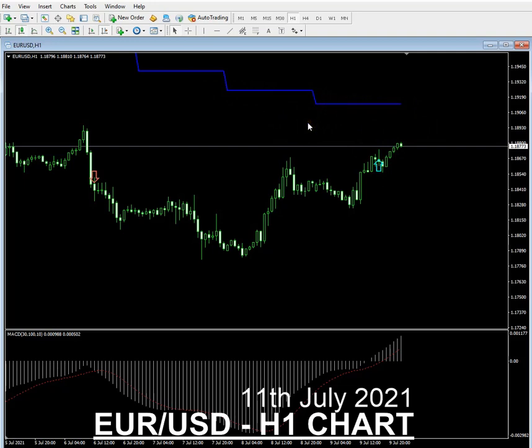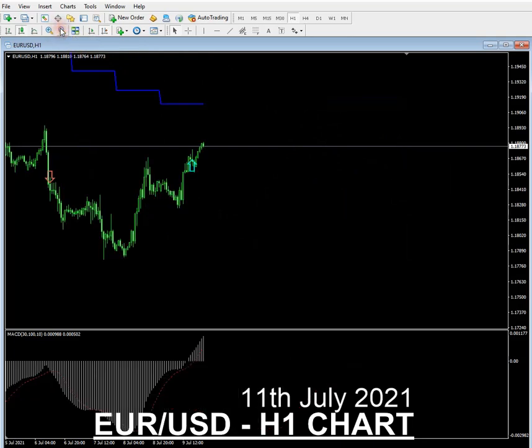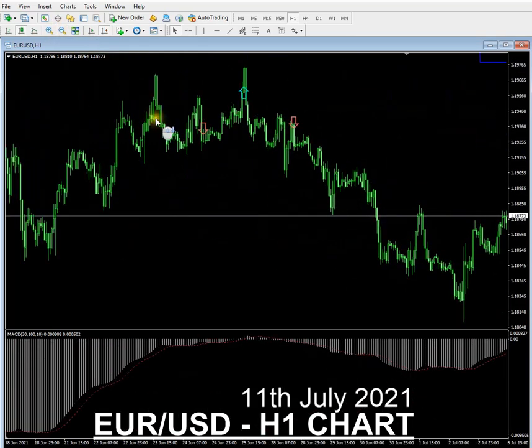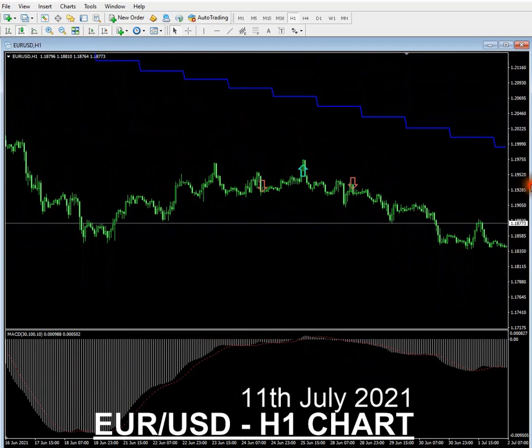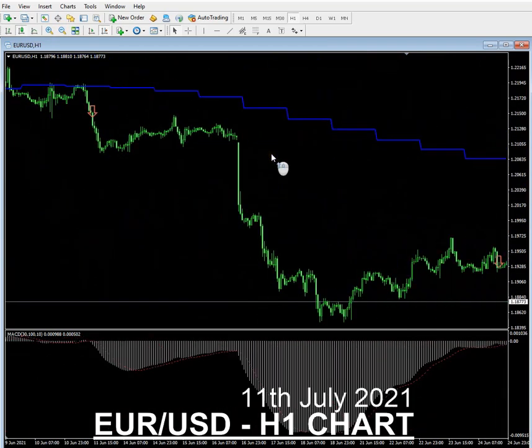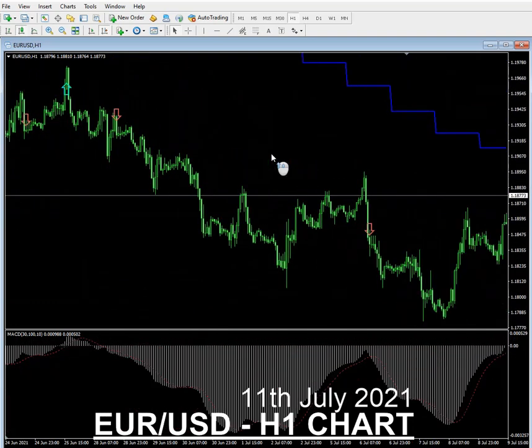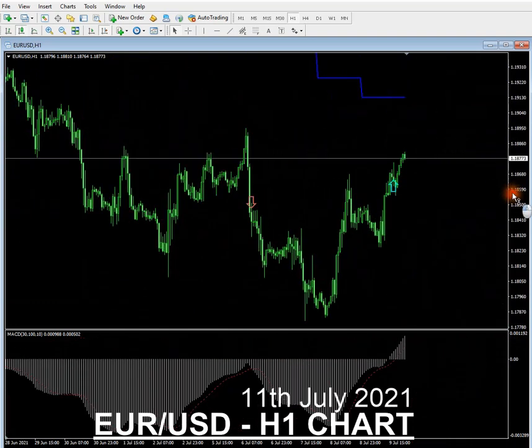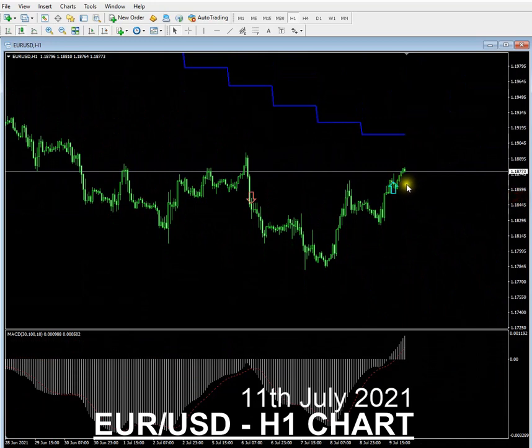So although this short term might look like an uptrend, in the long run, we are very much in a downtrend, as you can see from this. We've been in a downtrend for quite a long period of time. So I would only be looking for a sell.